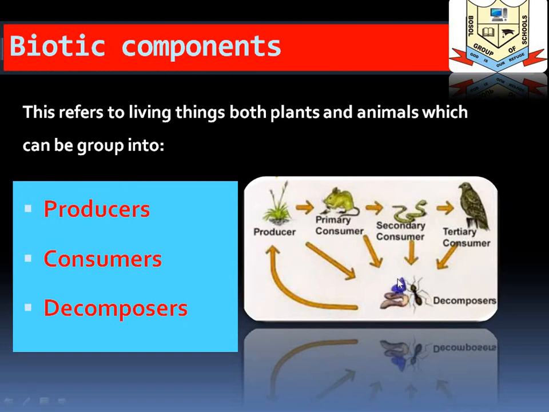That takes us to decomposers. By the time the producers, which are the green plants, die, and the consumers, which are animals, die, the decomposers feed on them, and as they feed on them, they break them down into the soil, thereby releasing nutrients to the soil.